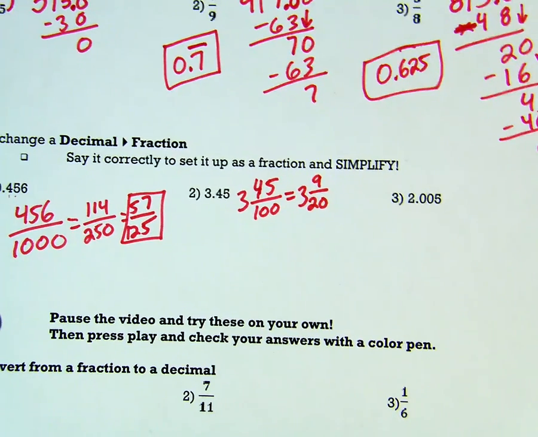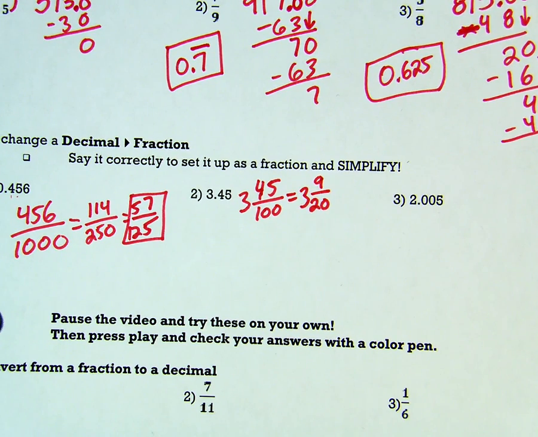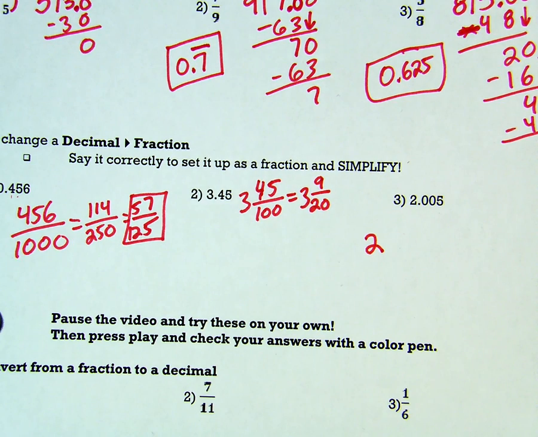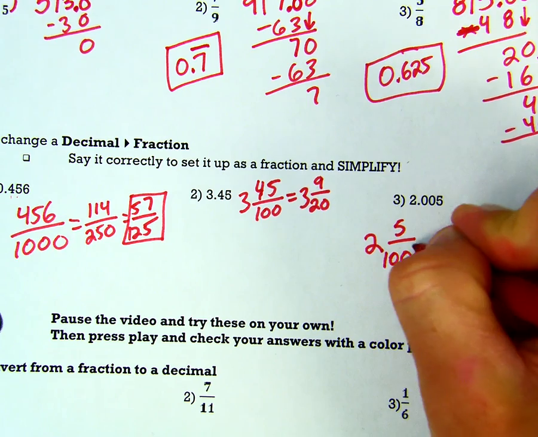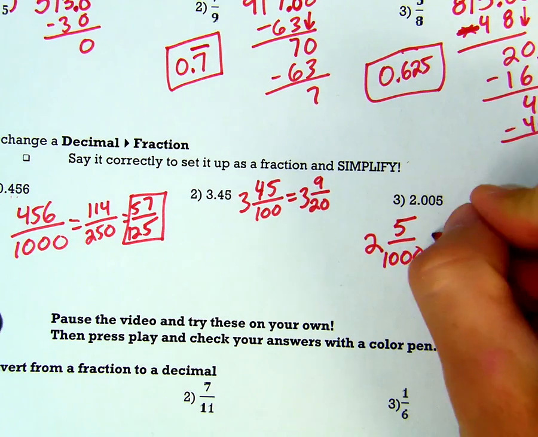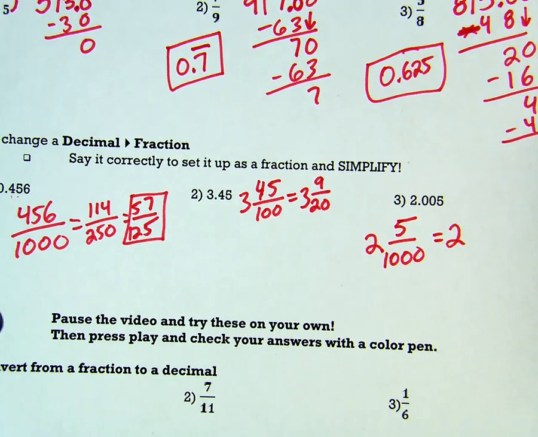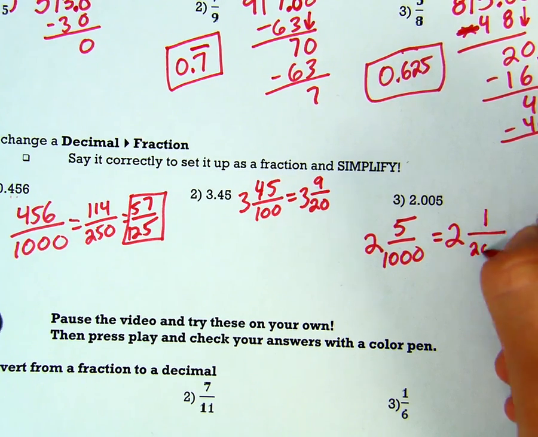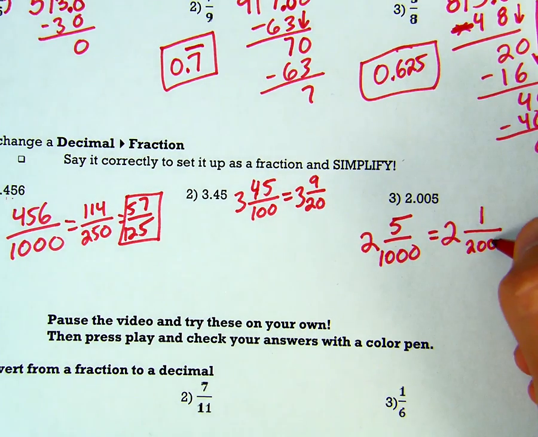Number 3, 2.005. I'm going to say that correctly as 2 and 5 thousandths. So 5 over 1,000. Go ahead and simplify this. 5 goes into both of them, so 2, and then 1 over 200 will be my answer.